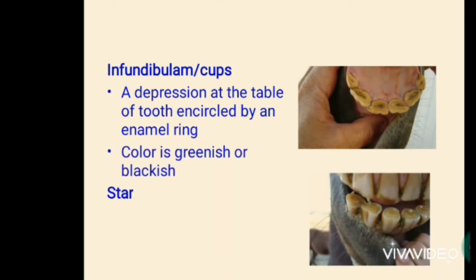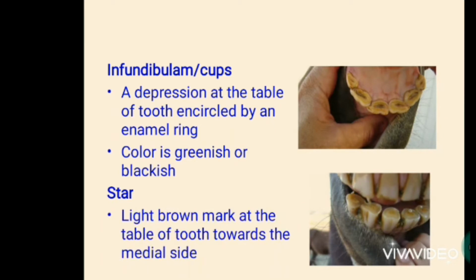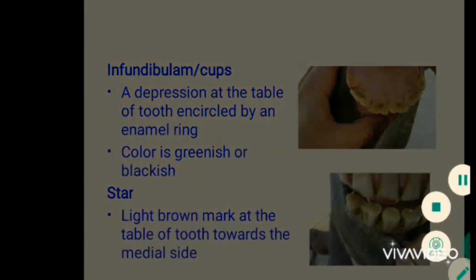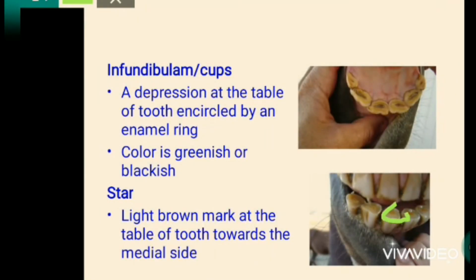Now the star. The star is a light brown mark at the table of the tooth toward the medial side. If you can see the marking, it has a star-like appearance which appears on the table of the tooth.